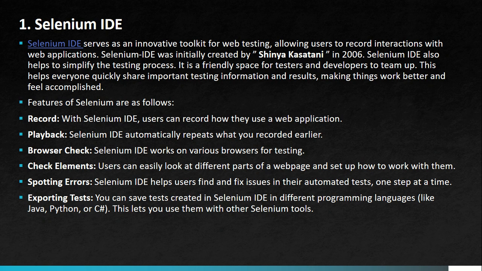Browser check: Selenium IDE works on various browsers for testing. It checks different elements of the different parts of the web pages and how to work with them. Spotting errors: Selenium IDE helps find and fix issues in automation tests step by step. Export: we can export the Selenium test cases created in Selenium IDE into different programming languages like Java, Python, C Sharp, and use another Selenium tool.